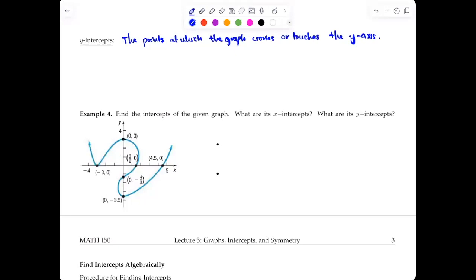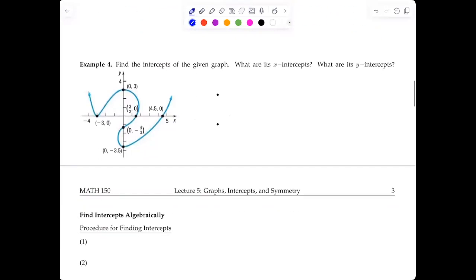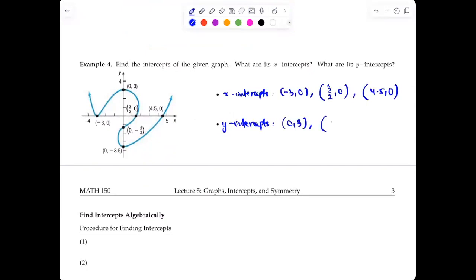Okay, so those are the x-intercepts. Right, what about the y-intercept? Somebody else. Y-intercept, a point at which the graph touches the y-axis. Very good. So for x-intercepts, you have (-3, 0), (3/2, 0), and (4.5, 0). Now for y-intercepts, you have (0, 3), (0, -4/3), and (0, -3.5).